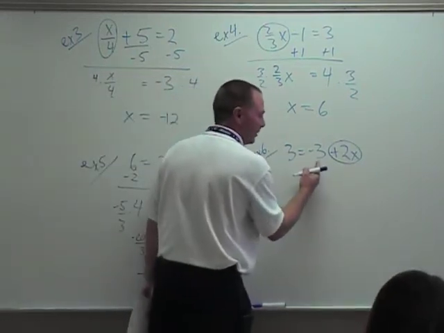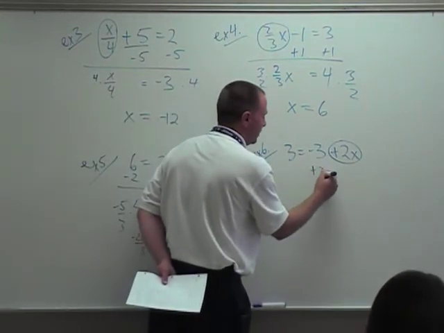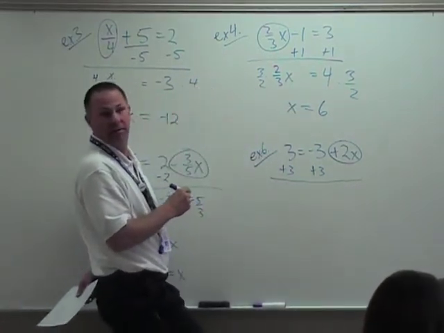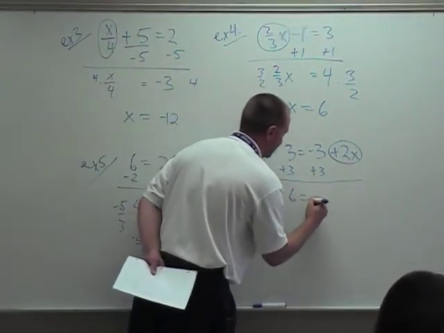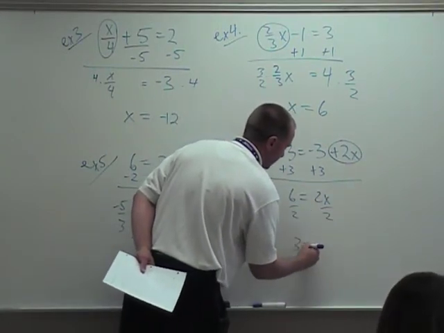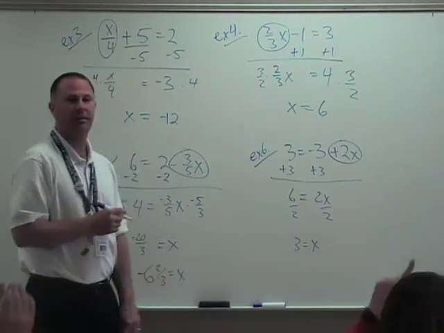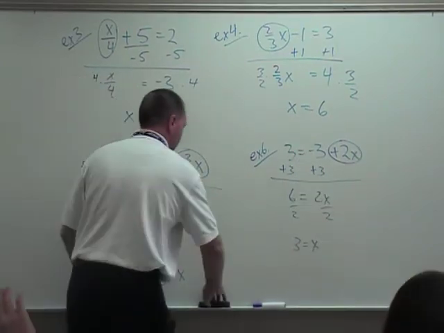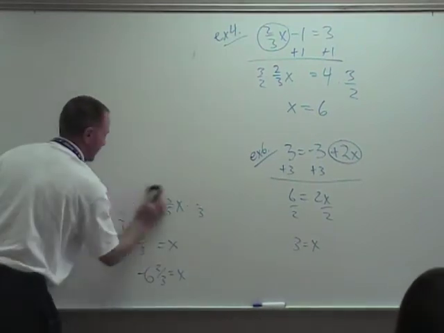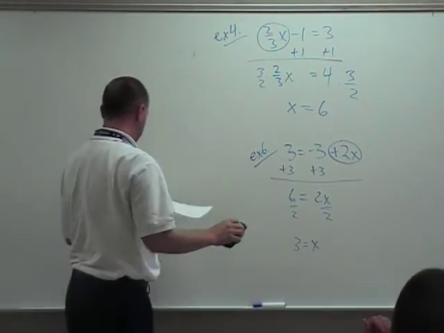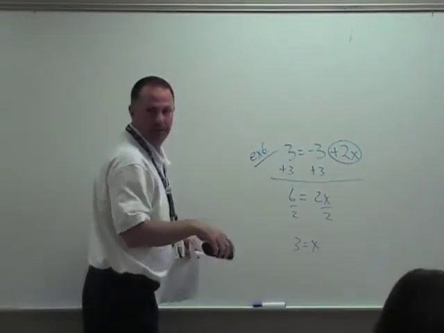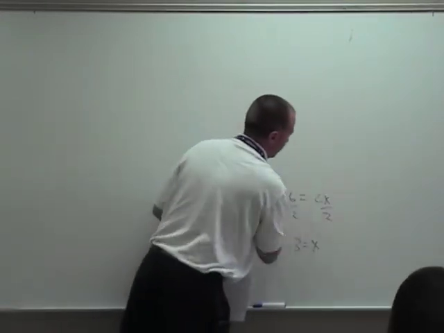Okay. We need to get rid of this negative 3, so we add 3. How many people did that? All right. Good. 6 equals 2x. Now we divide off the coefficient. All right, who got 3? All right, you guys can be taught. That's wonderful. All right, so that was example 6. Anybody still need that? I think everybody did it right. Okay.